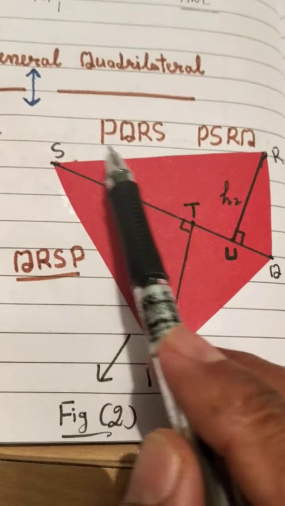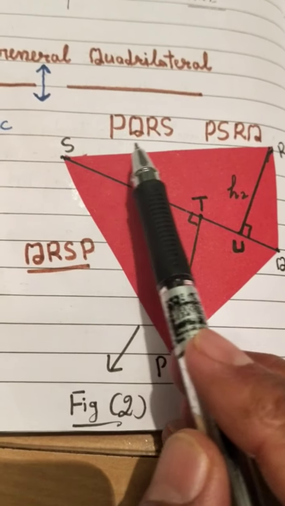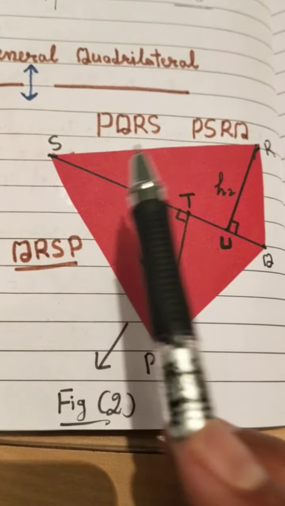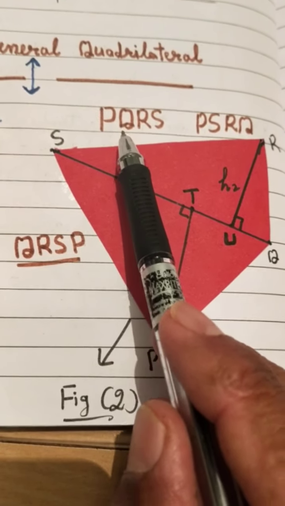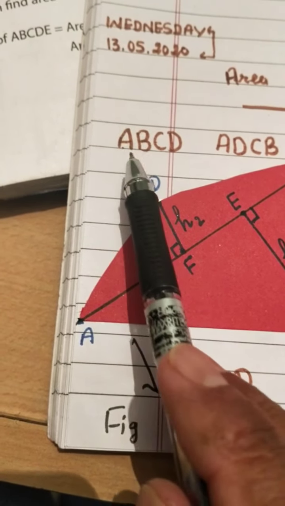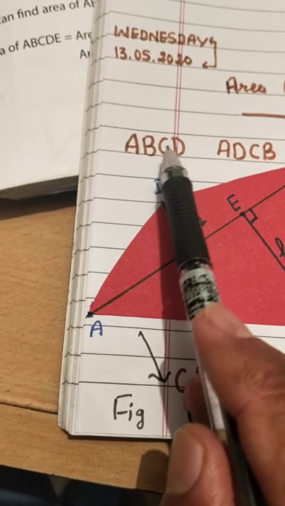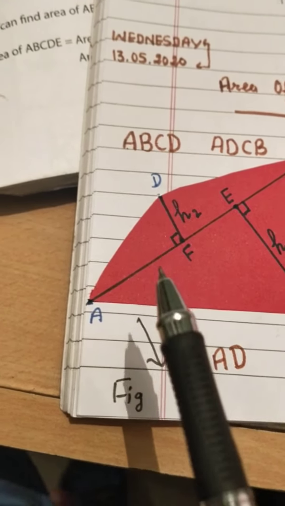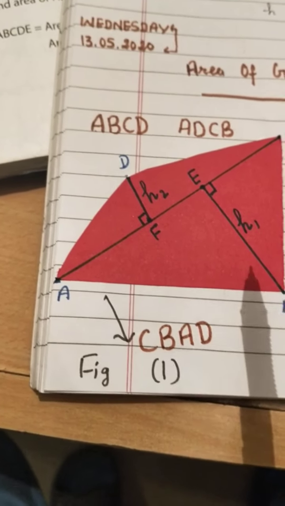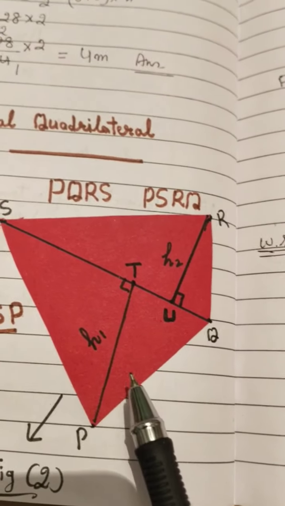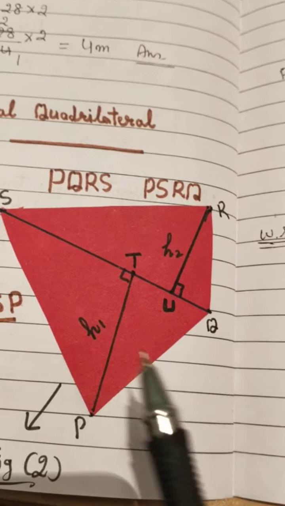In PQRS, tell me the diagonals of a quadrilateral. There will be two diagonals. One is PR, second one is QS. Similarly, in ABCD, there will be two diagonals, AC and BD. What is a diagonal? A line segment joining two non-consecutive vertices. So in a quadrilateral, there are two diagonals. Is it okay?